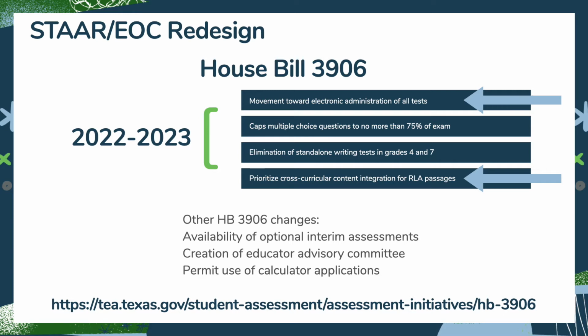Electronic administration for everyone is a major thing. But as a district, we began preparing for this already by moving to electronic administration of our district exams. And then regarding the cross-curricular content integration, what this really means is that the passages on the RLA tests will reflect topics that students in grades 6 through 8 are already exposed to in their social studies and science classes. That does not mean that they're going to be tested expecting to be proficient in the social studies and science TEKS on the RLA test.